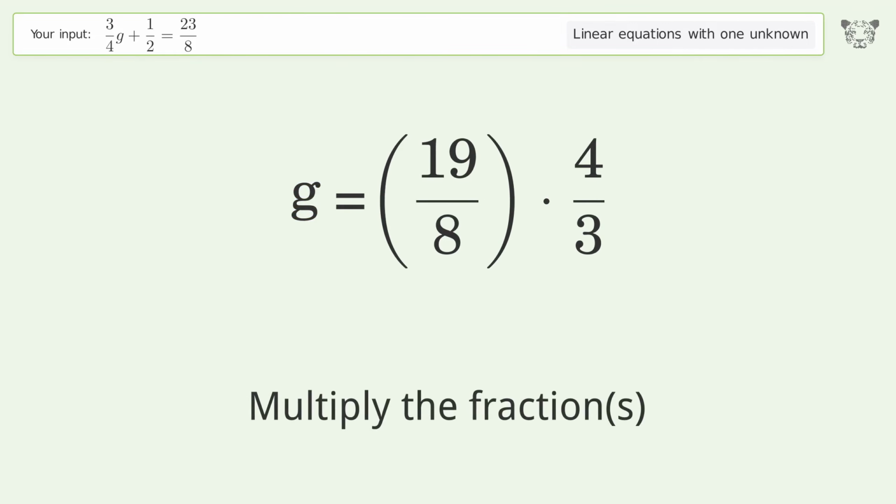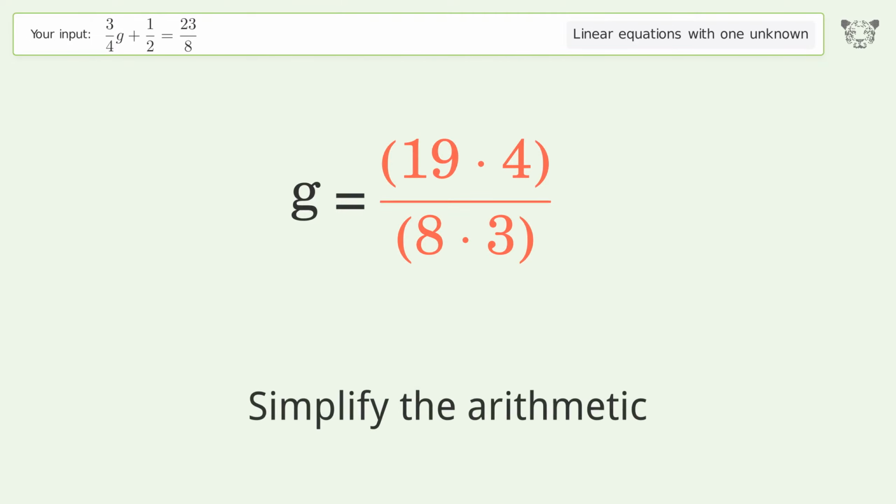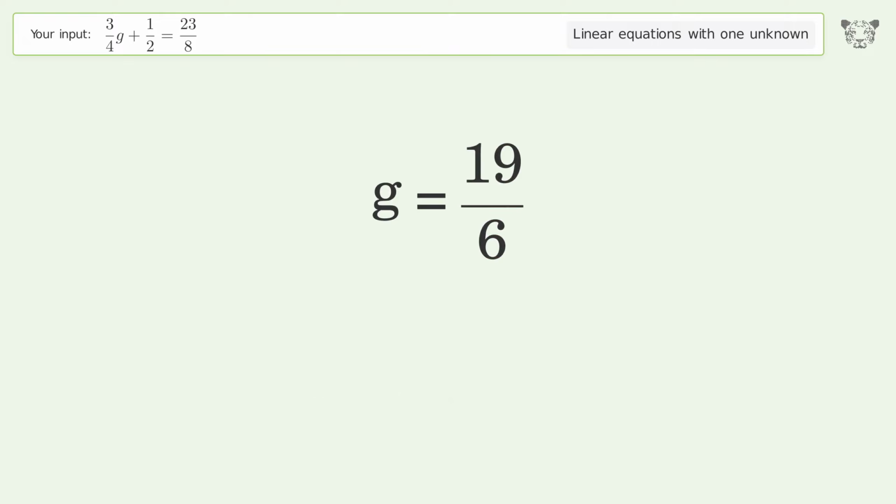Multiply the fractions. Simplify the arithmetic. And so the final result is g equals 19/6.